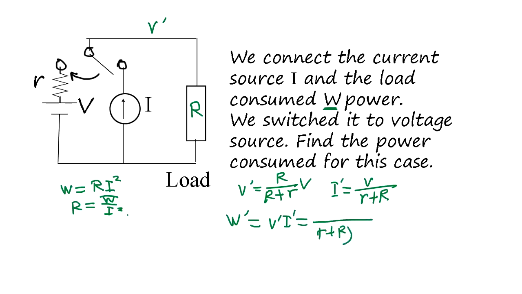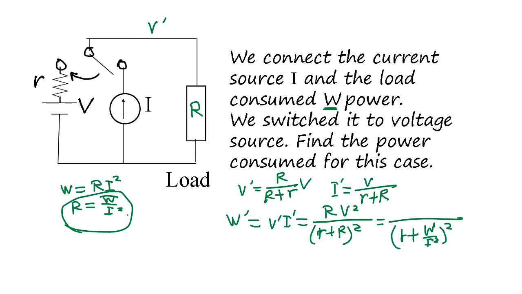R over (R plus R) square times V square, and here R is this. So when we plug in that, R is W over I square, and we get W V square divided by I square times (R plus W over I square) square.